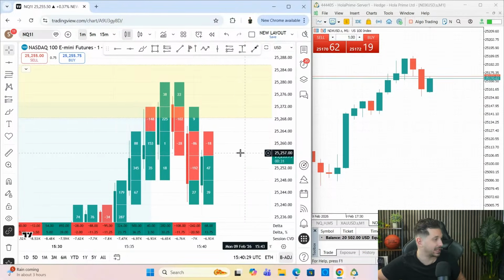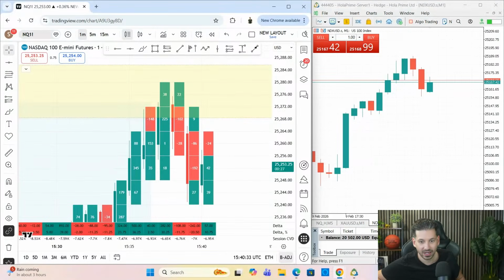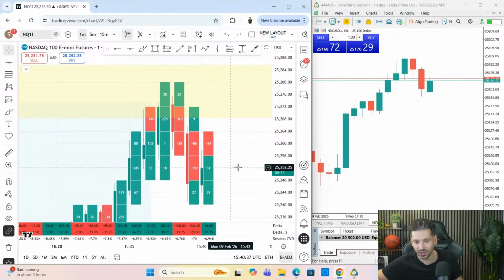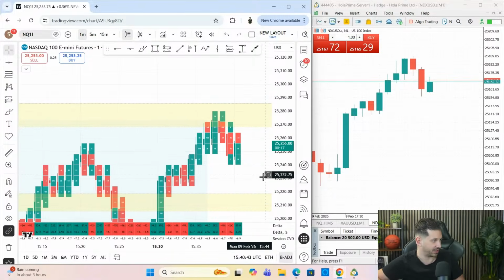I mean, again, when you're doing these small 1 minute zones, you're looking for the reaction. You're not looking for the extension. Reaction, not extension, right?